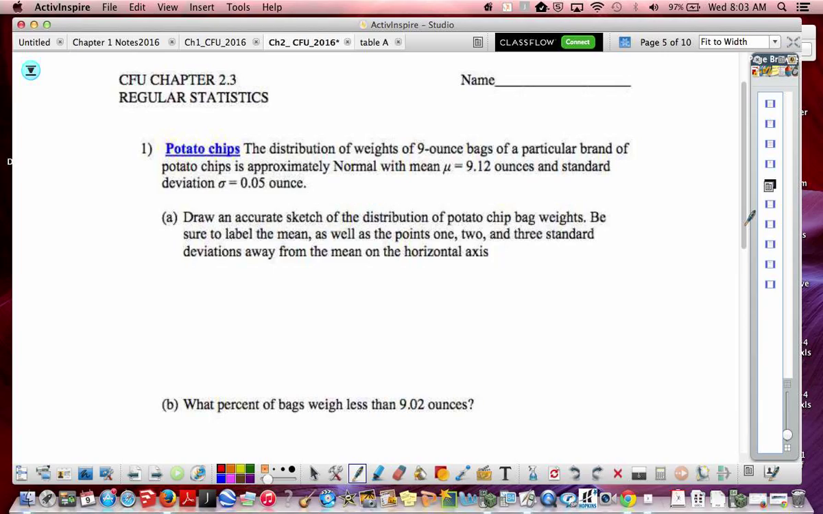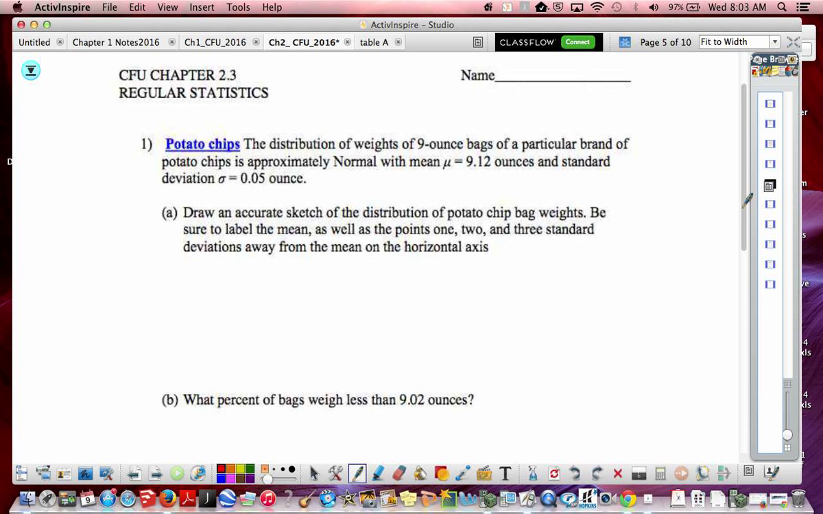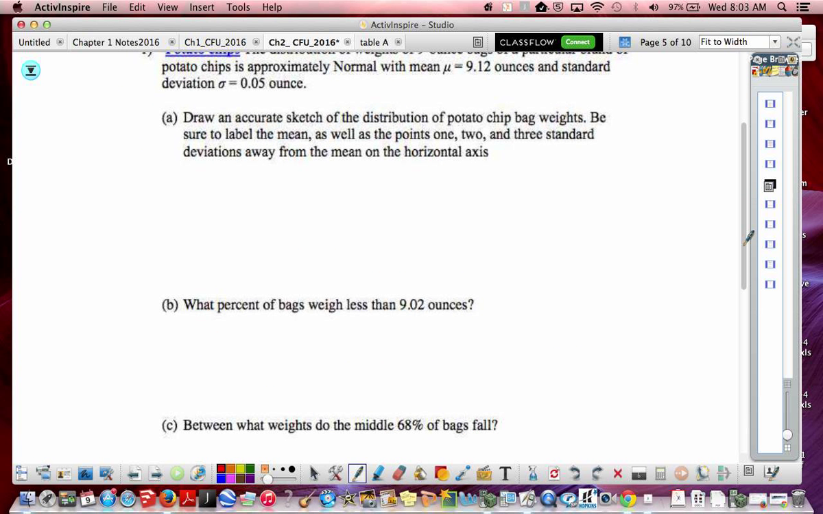So in part A, it says draw an accurate sketch of the distribution of potato chip bag weights. Be sure to label the mean as well as the points that are 1, 2, 3 standard deviations away from the mean on the horizontal axis. So here we go. Here's our axis. We are looking at bag weights.